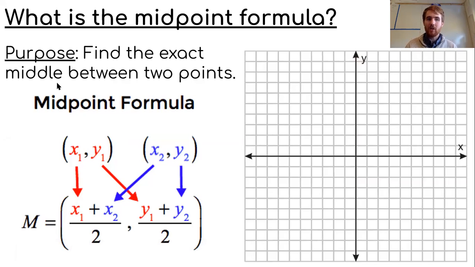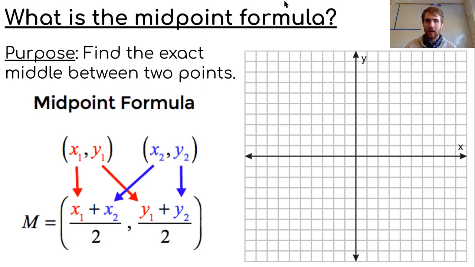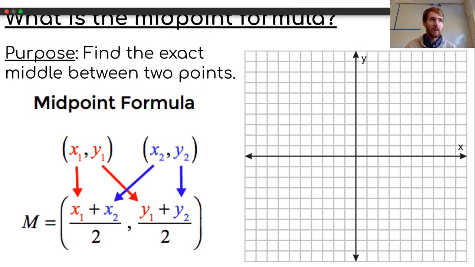So this could be maybe you have a map on a coordinate plane and you want to find the exact midpoint between two different cities. Maybe you're building something and you want to place a new building directly in the middle of two old buildings, so it's not off to one side. Those are a couple examples of when you might want to use the midpoint formula. So today we're going to go over an example of using the midpoint formula.